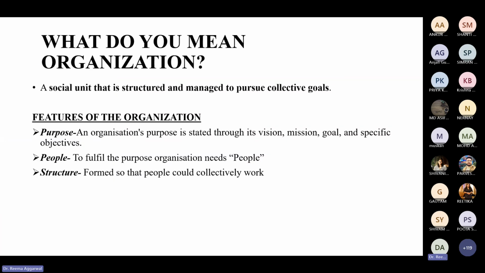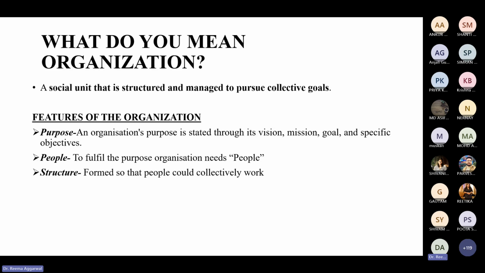Before I move further, there is something that you should know, that is, what do we mean by organization behavior? Before we move towards what we mean by organization behavior, let us first understand what we mean by organization. What is organization? An organization is a social unit that is structured and managed to pursue collective goals.